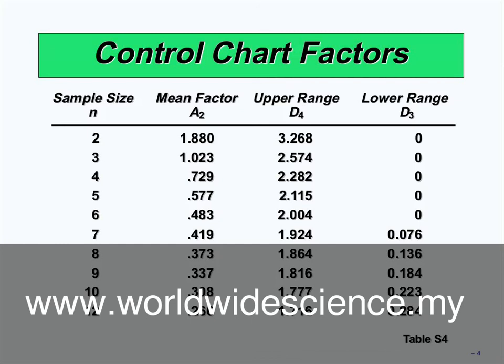Okay, R bar is 3.3. D4 is 2.115. D3 equals 0. So the UCL and LCL can be calculated easily. Please have a look at the formula again. UCL is D4 multiply R bar. So 2.115 multiply 3.3.